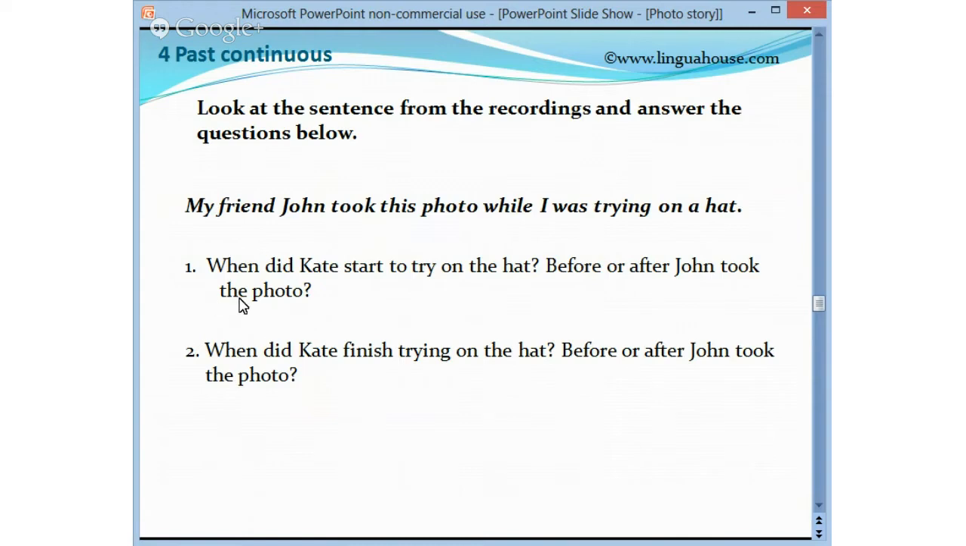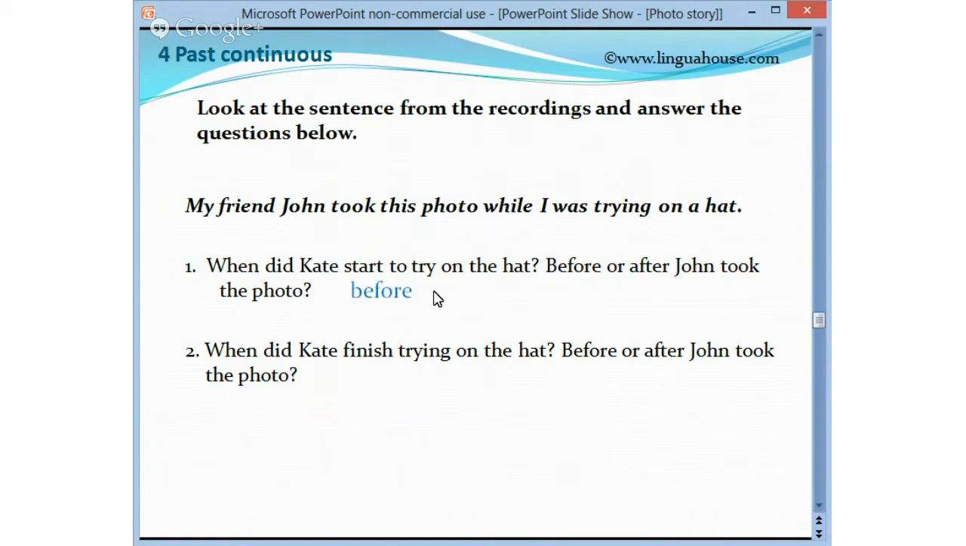Luis, read number one for me, please. When did Kate start to try on the hat? Before or after John took the photo? Okay, so what do you think, people? Before or after he took the photo? Can anyone answer? Luis, what do you think? Before. Okay. Does anybody think something different? Okay, good. Before.